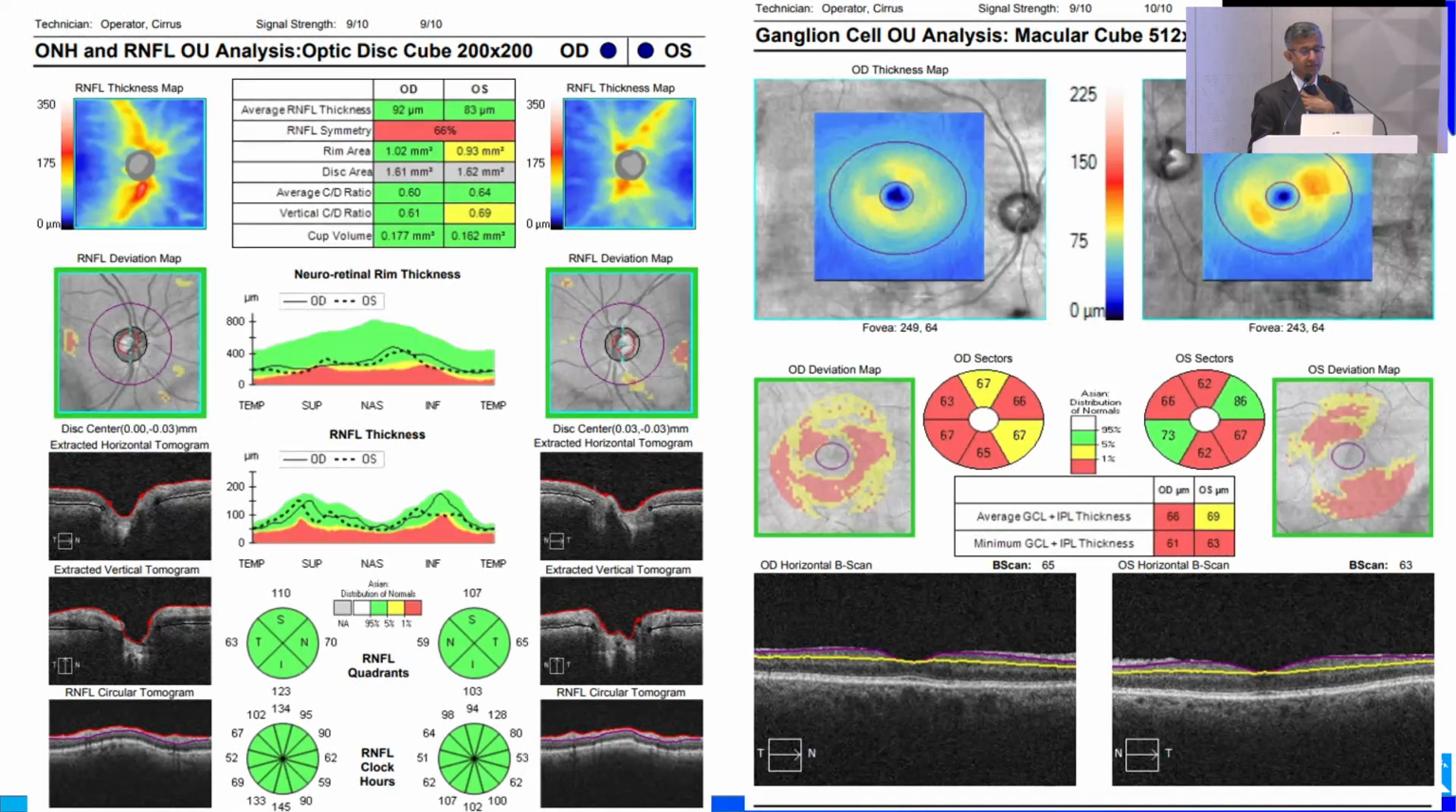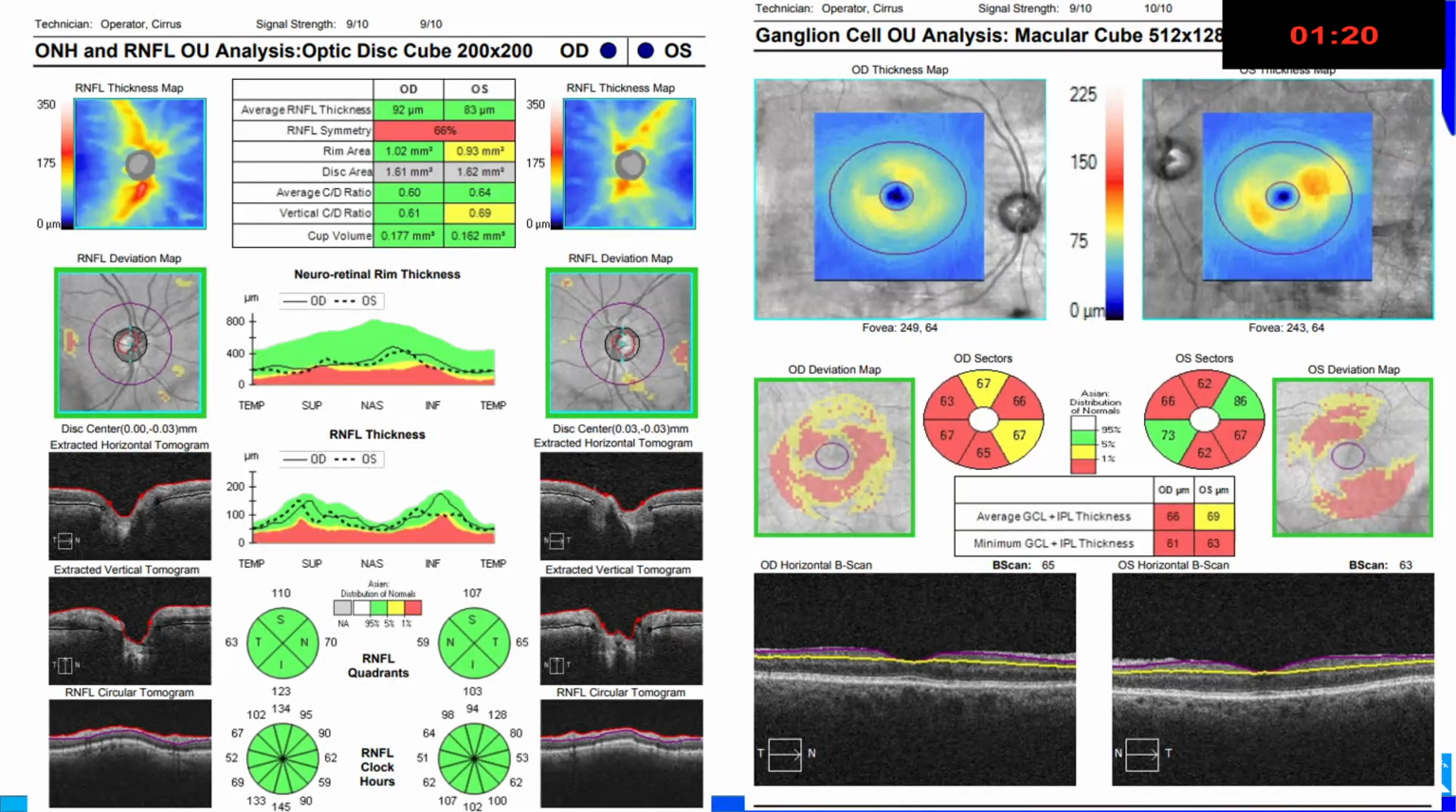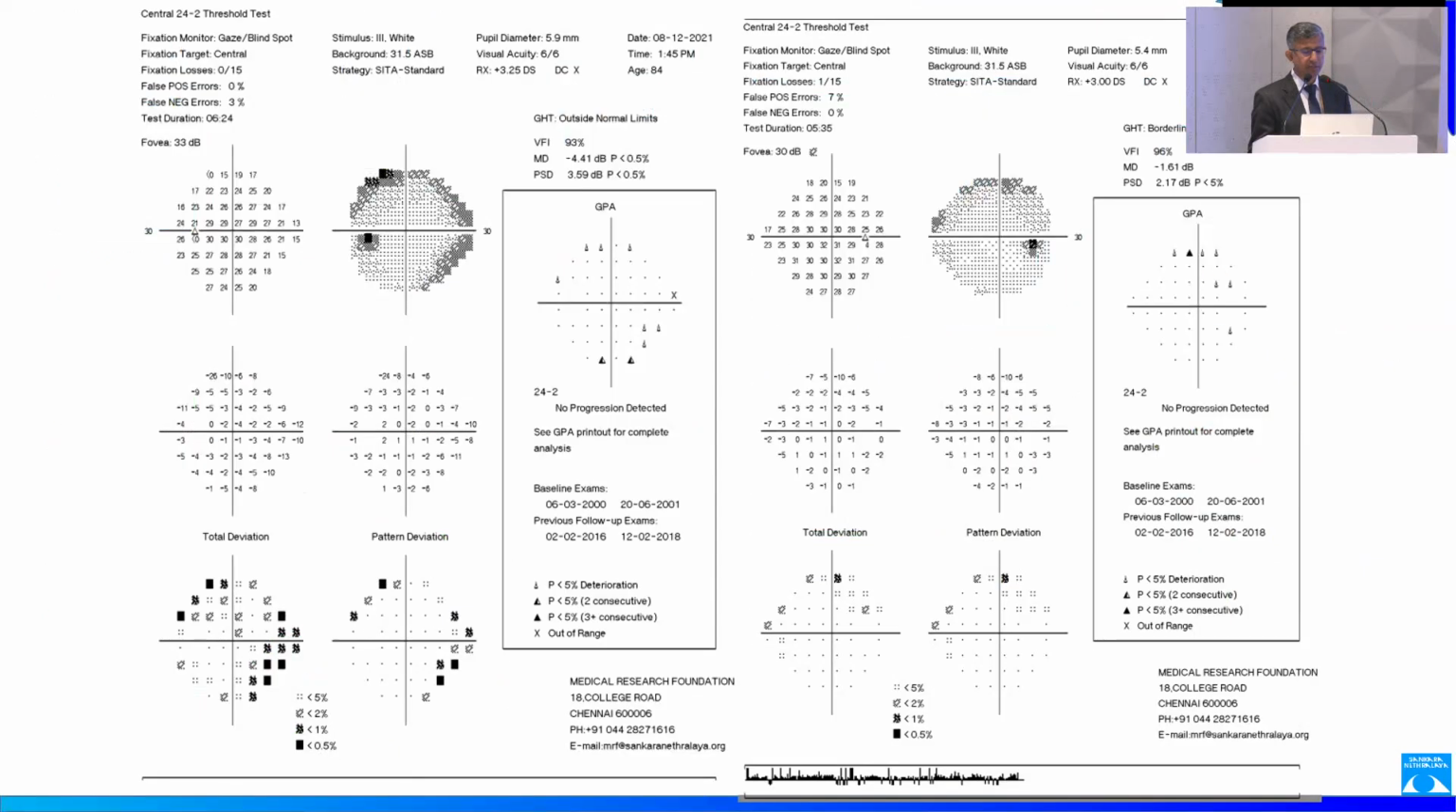So this is an 84-year-old pseudoexfoliation, ocular hypertensive, post-trab for the last 10 years on 3 drugs. The RNFL looks normal, the GCC looks abnormal, and it looks sort of annular, but if you look at these fields, they're okay and they've been okay over time.